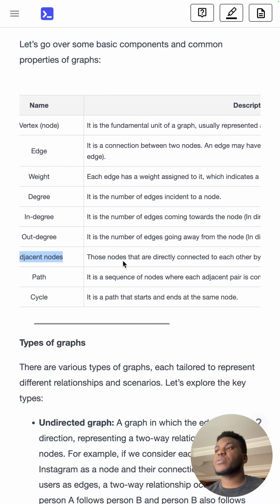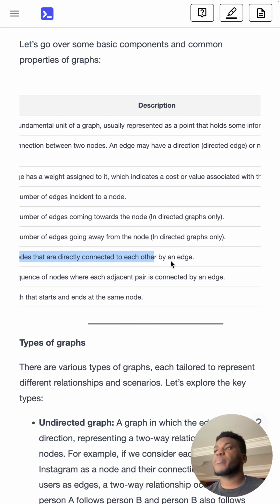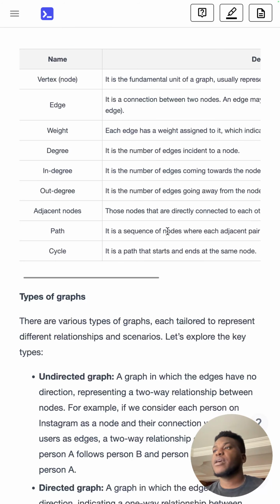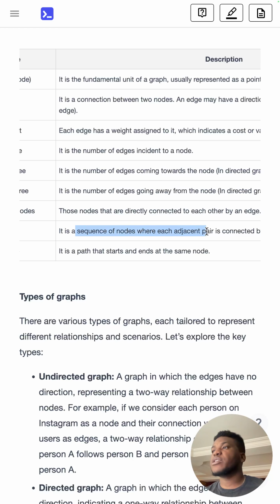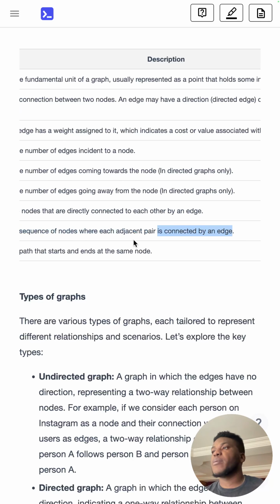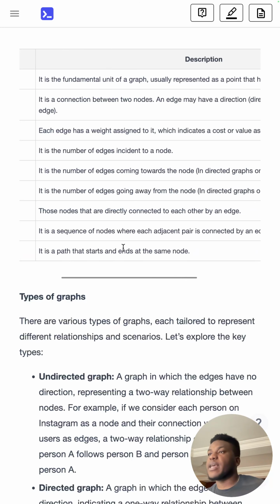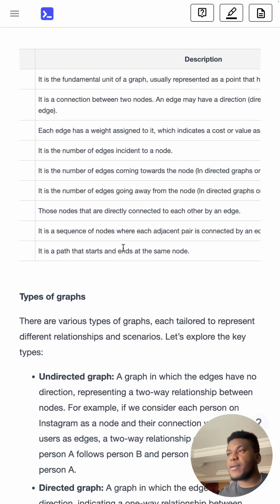Adjacent nodes, these are nodes that are directly connected to each other by one edge. So they're side by side, connected by a single edge. A path is a sequence of nodes where each adjacent pair is connected by an edge. And then we have a cycle. It's a path that starts and ends at the same node. So a cycle starts and ends at the same node.